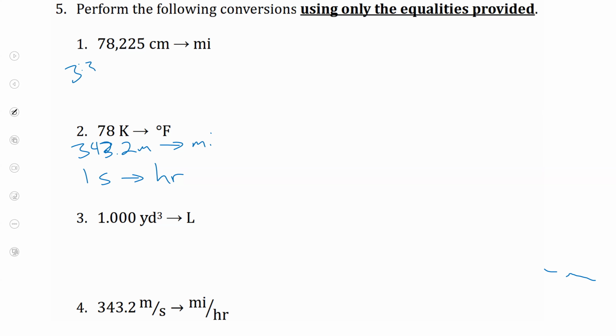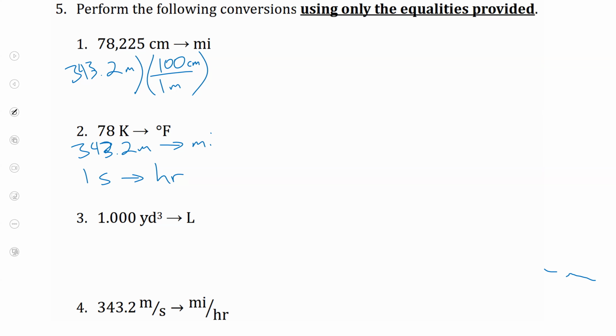So 343.2 meters. 1 meter, 100 centimeters. For this one, there's two options also. Because on your conversion sheet, we've got a kilometers to miles conversion. So you can either take meters and go to kilometers, and then kilometers to miles. Or you can go meters to centimeters to inches to feet to miles, which is the exact way to do it, but it's more steps.